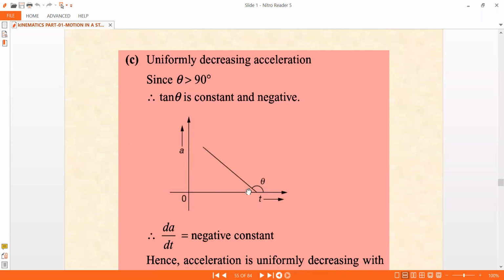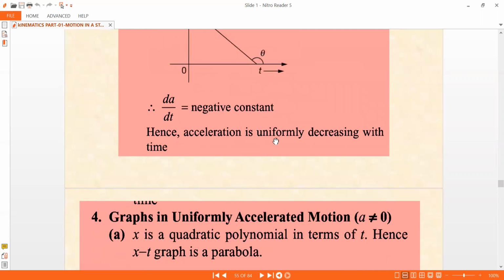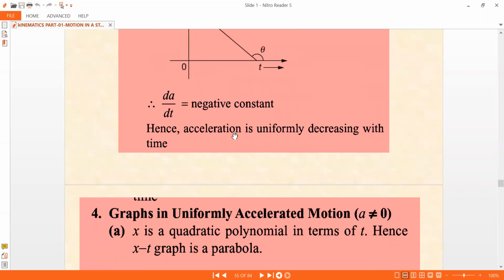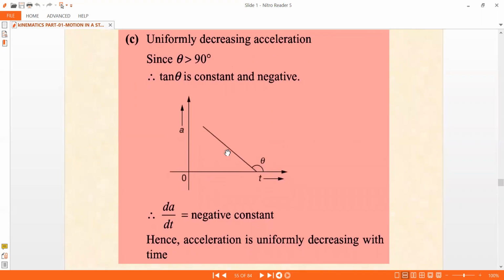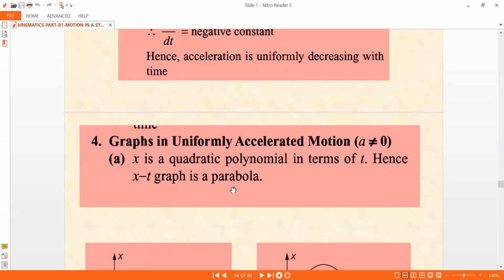For uniformly decreasing acceleration, like I said, this is the line with a negative slope, and tan theta remains constant but it is negative, and dA by dt is a negative constant, as the acceleration is uniformly decreasing with time. So I hope you can pause the video and make a note of these things.